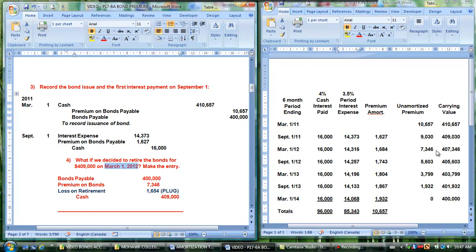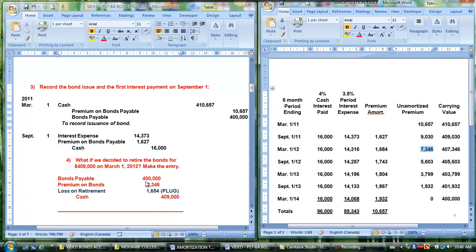To make the entry to retire the bond, we're going to pay out our investors $409,000. We also have to get rid of the bond and its associated unamortized premium. Why the unamortized premium? Because now that we're retiring the bond, we're not going to be amortizing any of the premium anymore, so we need to remove it from our books. Don't forget, when we set the premium up, we credited the whole amount. So to get rid of the unamortized premium, we're going to have to debit it by $7,346.